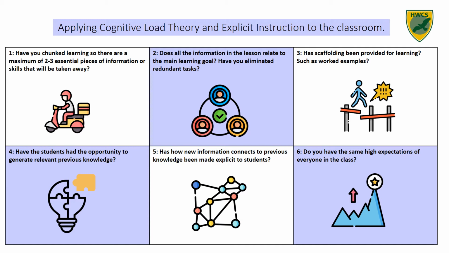And then 5, that the new information has got to relate to the previous knowledge. So we need to try and make that explicit. How does this fit within the schema that we've been developing? And 6, and a really important one, is that we need the same high expectations for everyone in the class. I think they called it the Goldilocks Effect. So your belief in students does have an impact on how well they do.